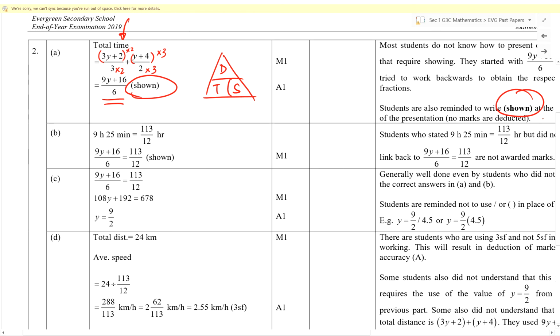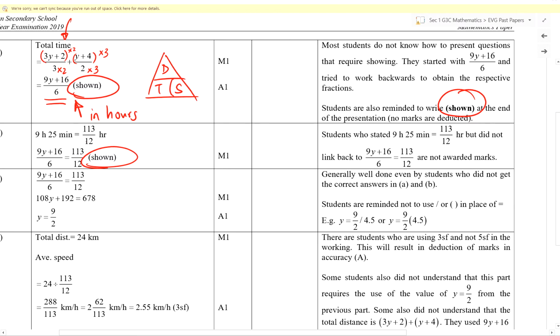Next, part B, they are telling us that the total time taken is 9 hours and 25 minutes. So convert 9 hours 25 minutes into hours, because in part A, our total time is in hours. So we need to convert our 9 hours 25 minutes into one unit only, which is hours. So that is 113 over 12. So since both of these are finding the total hour, then we can equate what is our answer in part A to 113 over 12. And again, we write the word shown. Now, if you just wrote 9 hours 25 minutes is 113 over 12, but you did not link back to this, you don't get any mark. You need to link it back to your answer in part A.